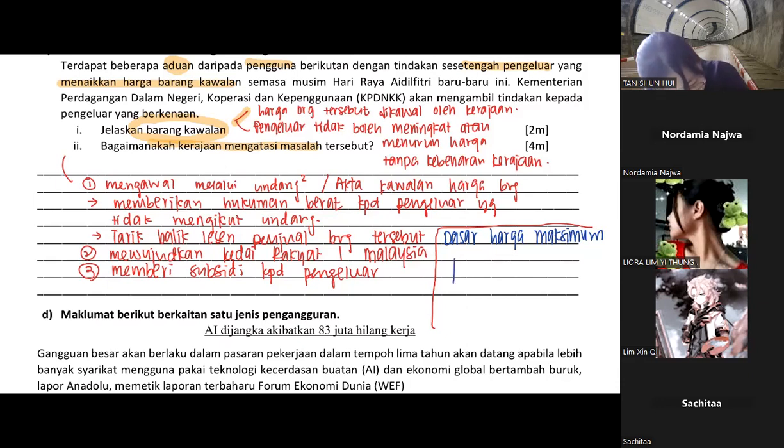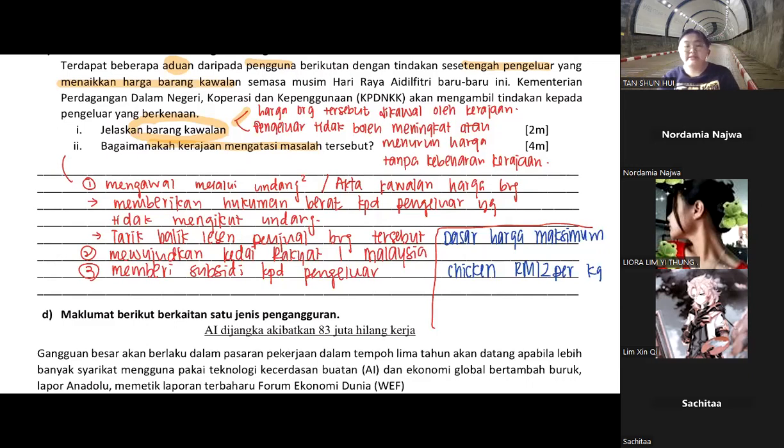Let's say the packet oil, minyak. Government sets a maximum price of 2 ringgit 50 cents. Okay, I shouldn't use this because this is barang kawalan. Let's say chicken. The government sets a dasar harga maximum, means they set a price of 12 per kg.